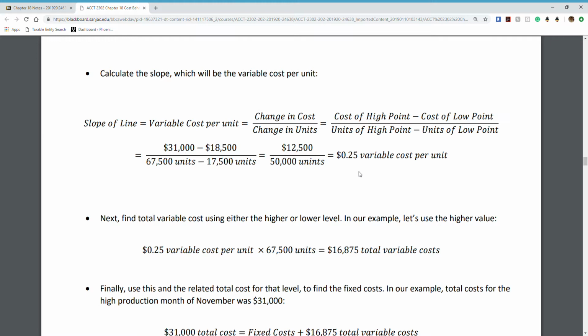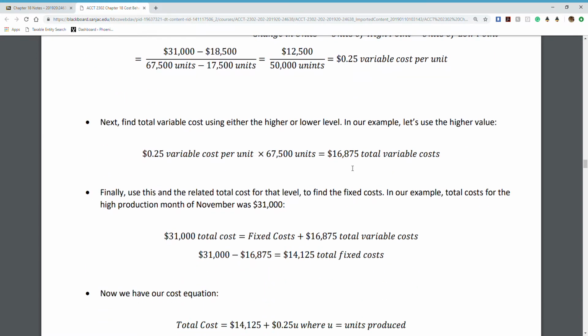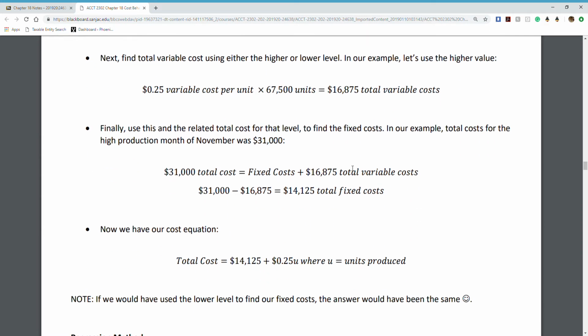So how do we do that? Well, we're going to take either the high production or the low production and now multiply it by our quarter, our variable cost. For this example, I took the high. If you take the low, you're going to come out to the same number. So it works either way. And we find out that total variable cost is $16,875.